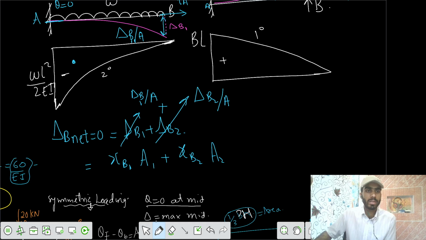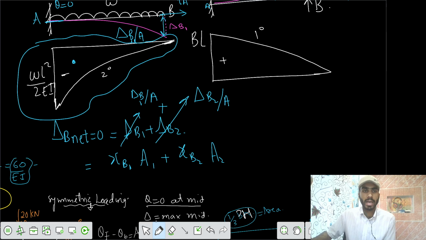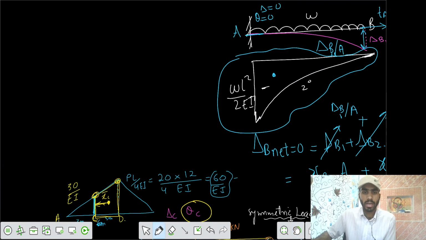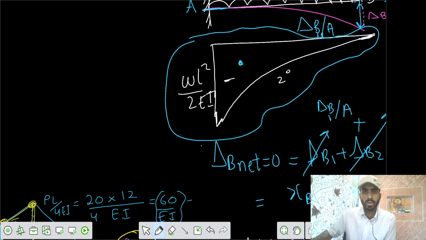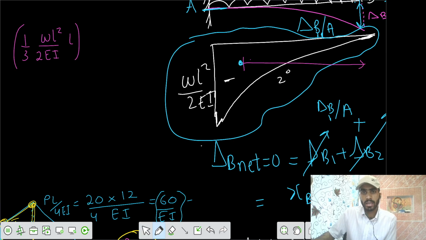Yeah, what's the area of this parabola? The area of this parabolic spandrel we can now calculate. So the area here equals 1 by 3 into WL square by 2EI into length L, and the centroid is acting, from the point B, at L by 4. For the 2 degree, this one is L by 4.